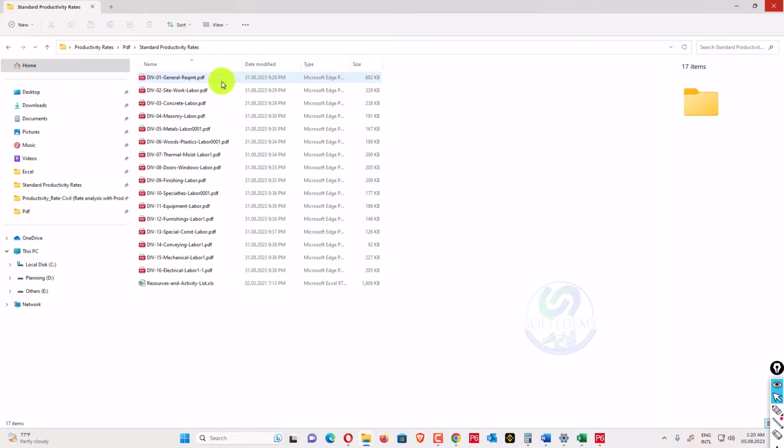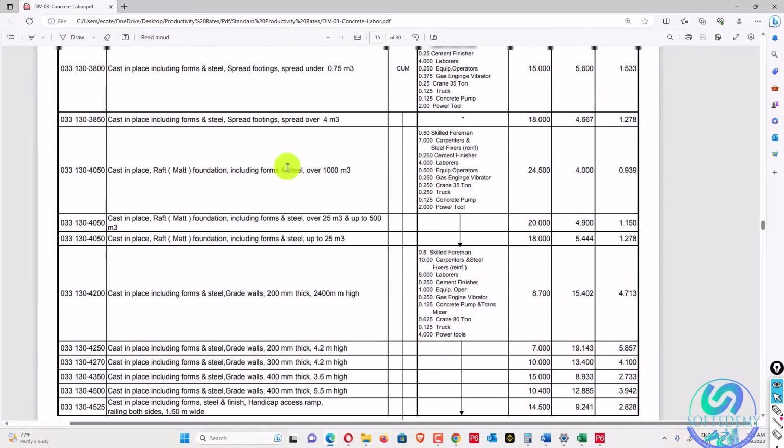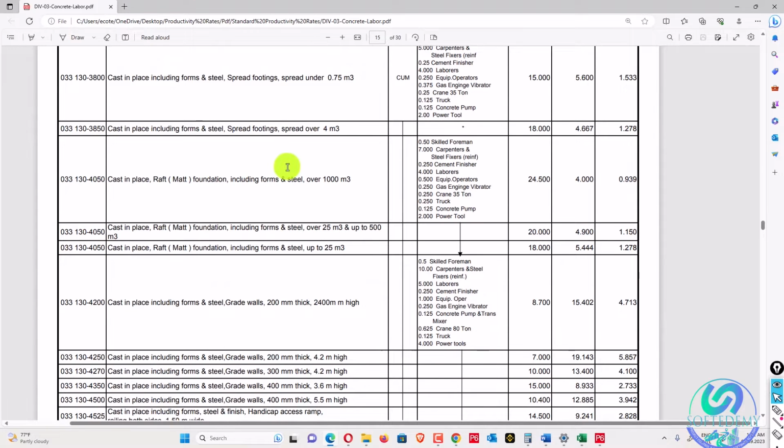Division concrete labor, I will go here. These are 16 divisions. In buildings there may be 16 or 36 or 18 divisions, with different types of standards. I haven't confirmed how many divisions, maybe 36, but if a project's BOQ is based on 16 divisions, the distribution of the BOQ will be like that. If I want to go into concrete labor, I can see here: work cost in place including formwork, steel, grade wall at 200 mm thick, 2400 millimeter high.